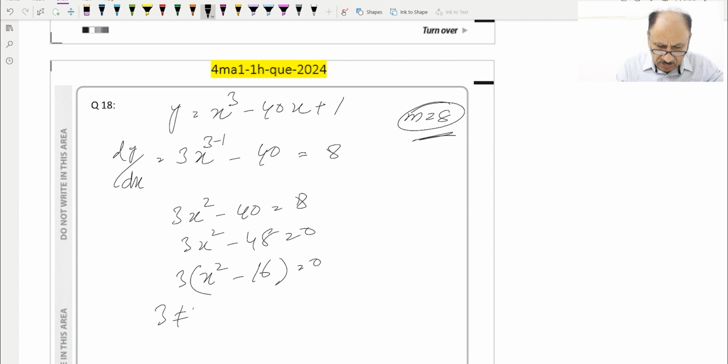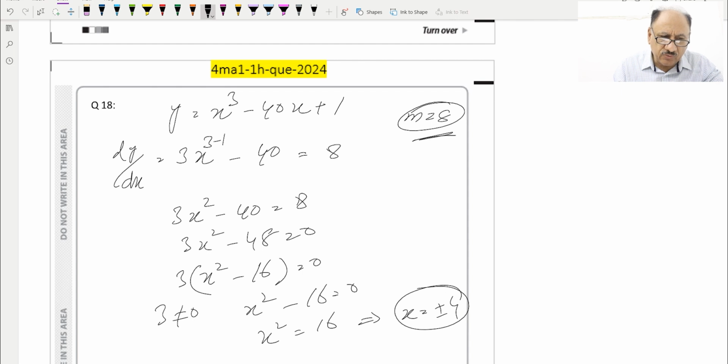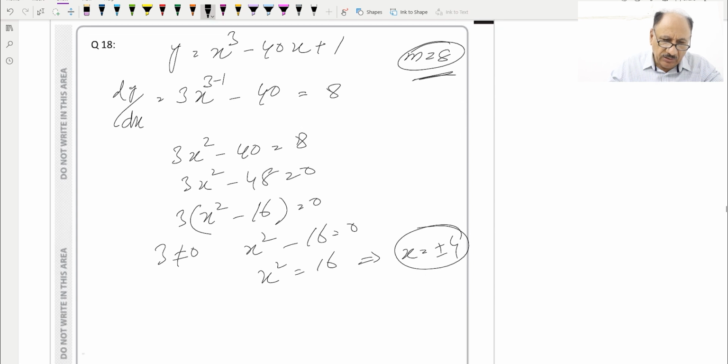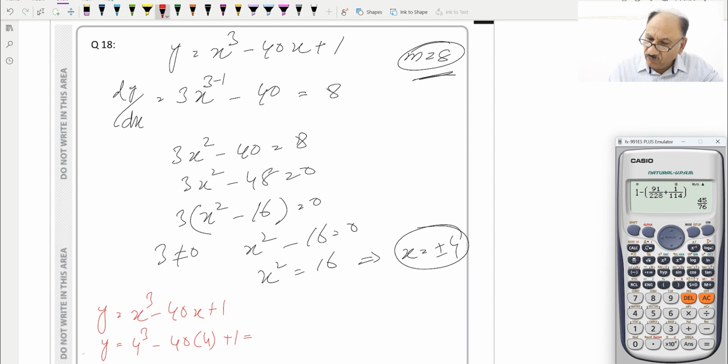3 is not equal to 0. This implies x square minus 16 is equal to 0, and this implies x square is equal to 16, and this implies x is equal to plus minus 4. So we have plus minus 4 values, which we can replace to find the value of y. In which equation? We have this equation, y is equal to x cube minus 40x plus 1. So we will be replacing the x value as plus 4: 4 cube minus 40 into 4 plus 1. This will be giving us the y coordinate of one point.